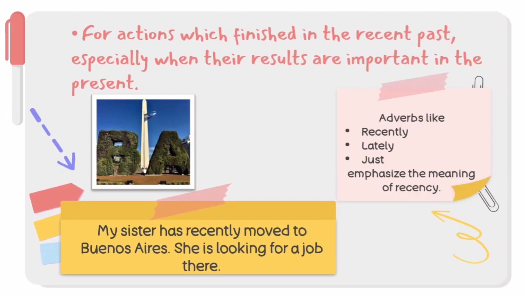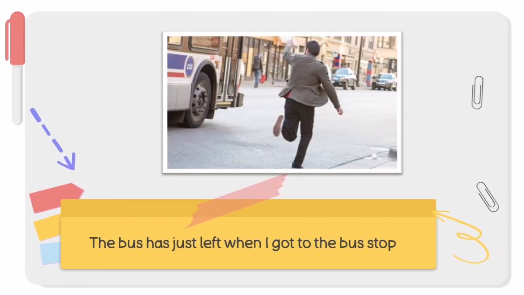We use the present perfect simple for actions which finished in the recent past, especially when the results are important in the present. Look at this example. My sister has recently moved to Buenos Aires. She's looking for a job there. Adverbs like recently, lately, and just emphasize the meaning of recency. The bus has just left when I got to the bus stop.